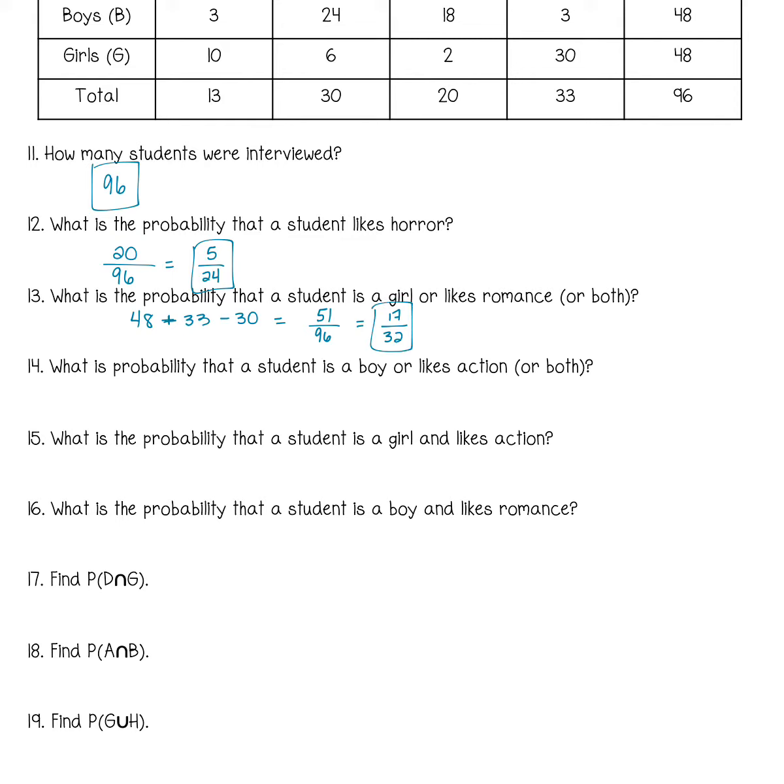Probability that a student is a boy or likes action. So how many boys we had? 48. How many students liked action? 30. Of those 30 students that liked action, or of those 48 boys, how many were overlapping? So we got to subtract that 24. So essentially we're adding 48 plus 6, which gives us 54 out of 96. And when we math frac that, 9 out of 16.